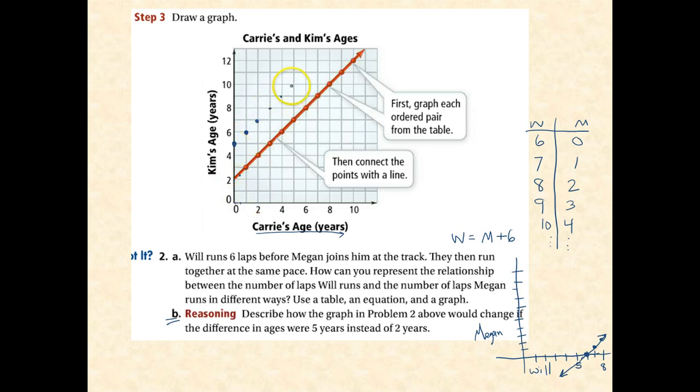And it would go on in the same pattern. The line would be the same shape, same slope, just a little bit higher. 3 units higher.